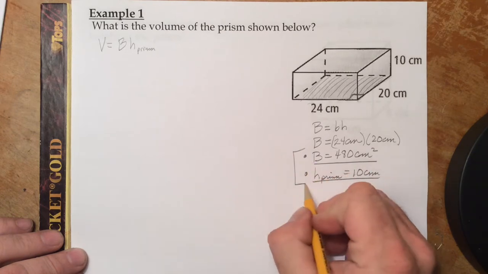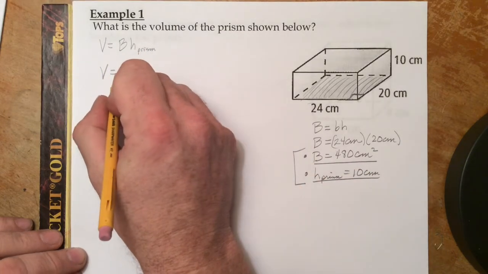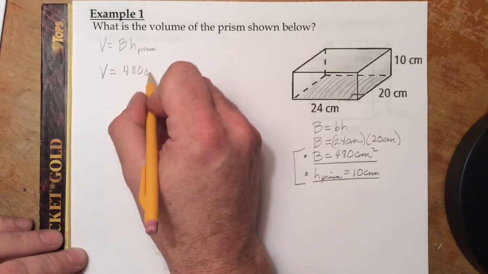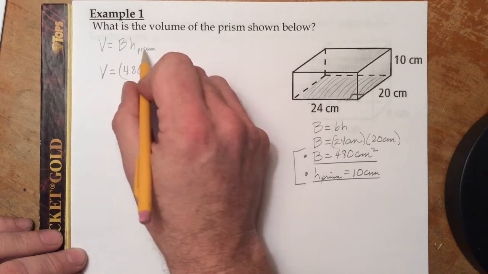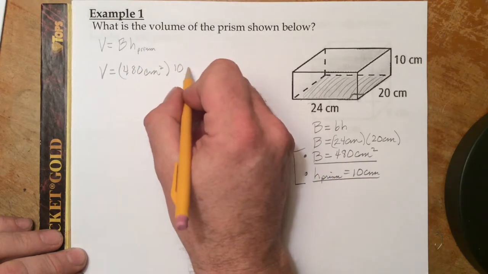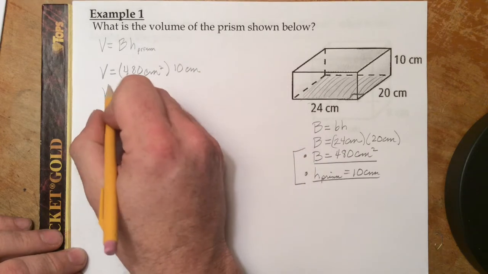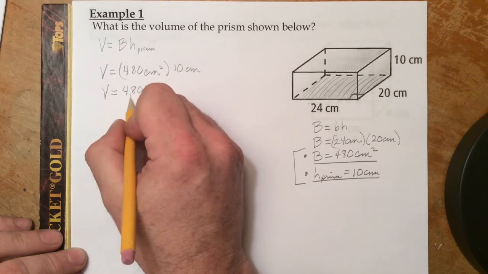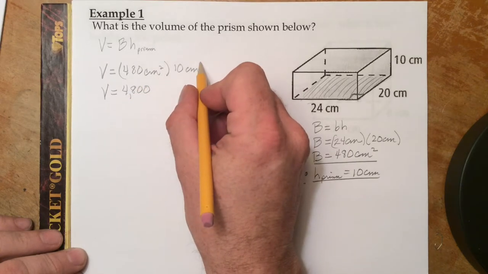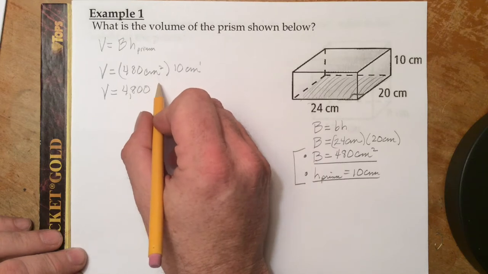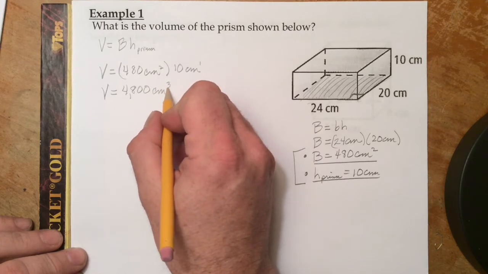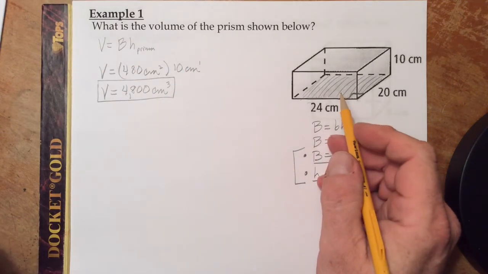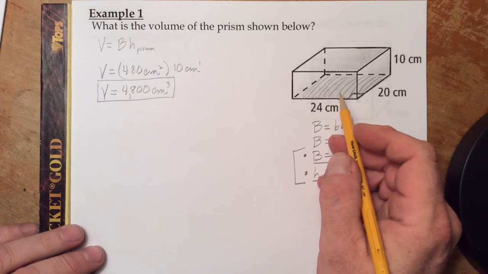We have everything we need to plug in here. So the volume is the area of the base face, 480 square centimeters, times the height of the prism, which is 10 centimeters. Multiplying 480 times 10, we get 4,800. Centimeters squared times centimeters to the first power gives us centimeters to the 2 plus 1, or centimeters cubed. The volume of this rectangular prism is 4,800 cubic centimeters.